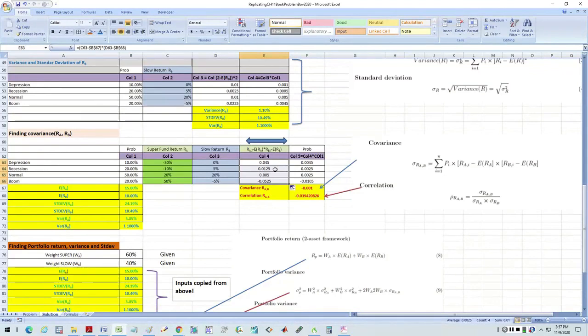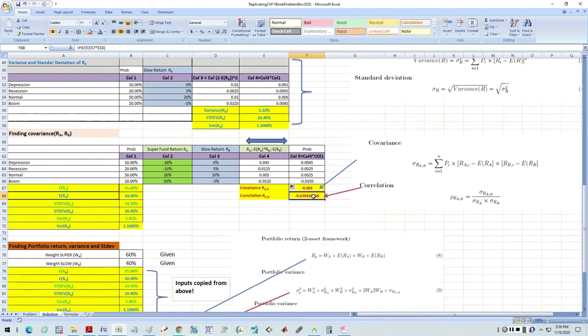So again, for over here, I have the return from SuperTech fund in the recessionary period minus the E of RA, and times we have the return from the Slowpoke or R of B minus the E of RB. Okay. All right, column 5, I have column 4 times column 1 again. So I'm multiplying this equation over here times the probabilities. Okay, so I have this one times 10%, this guy times 20%, so on and so forth. So we add everything together, and that gives us a covariance of negative 0.001.